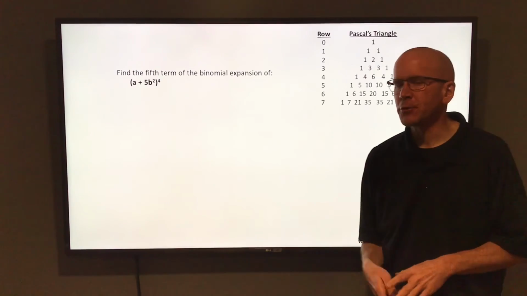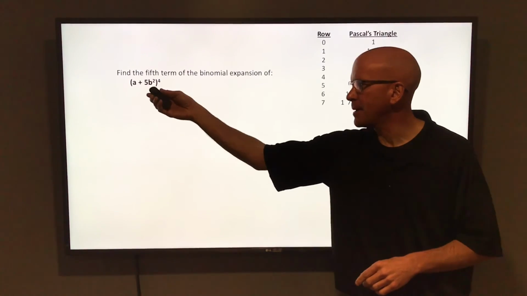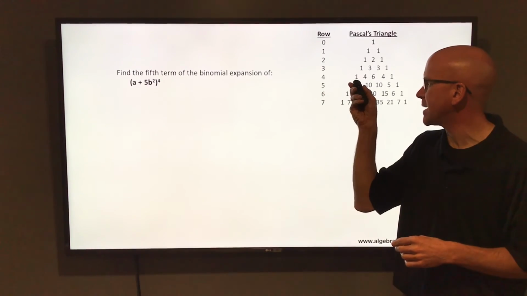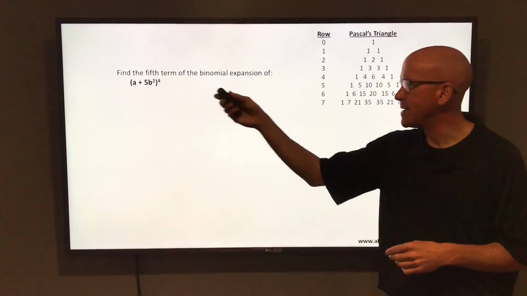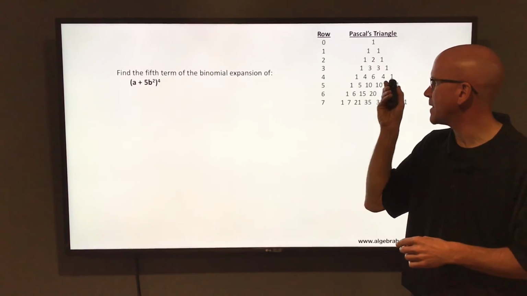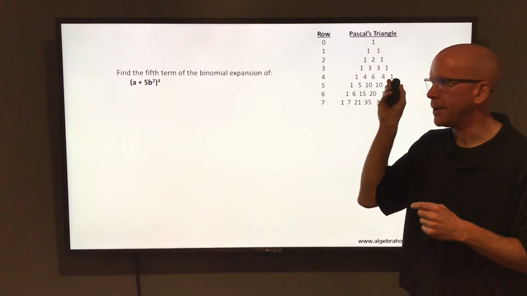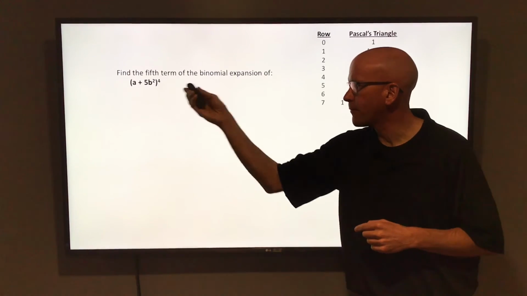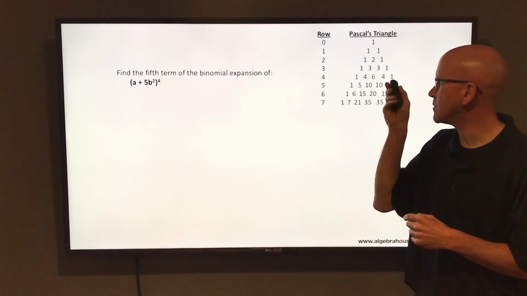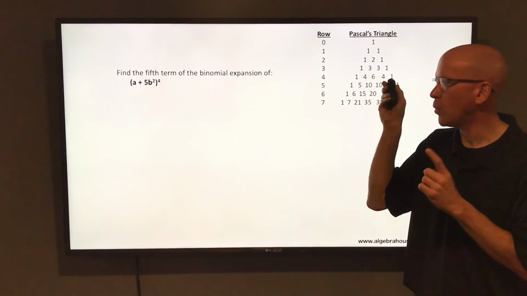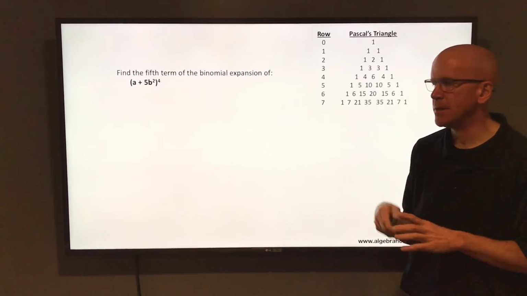You need to find the 5th term of the binomial expansion of a plus 5b squared to the 4th power. So since we're going to the 4th power, we want to look to row 4 of Pascal's triangle and pick out the 5th term. Well, the 5th term would be that last term, that last coefficient. So the coefficient we want on this is 1. And then start the a off to the 4th power and work your way down to a to the 0. So that last term is going to be a to the 0. So 1, we have a 1 right now as a coefficient, and then a to the 0.